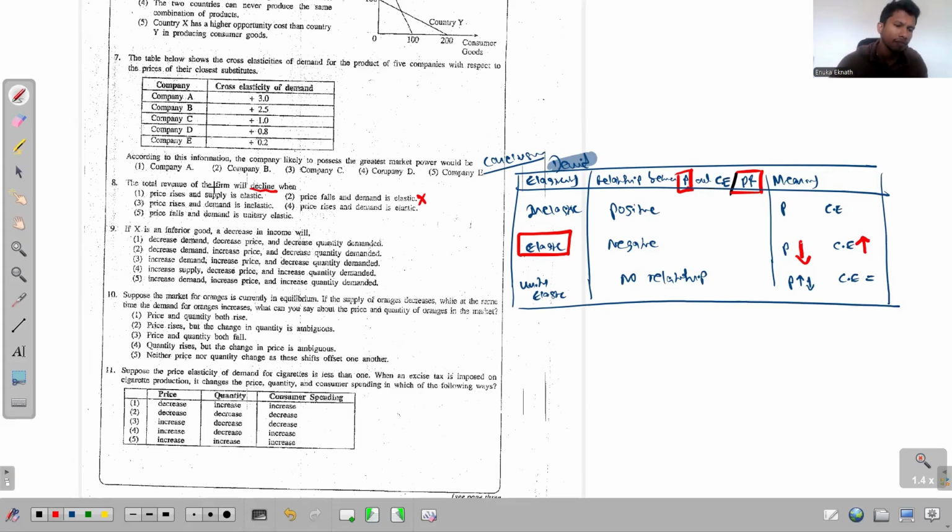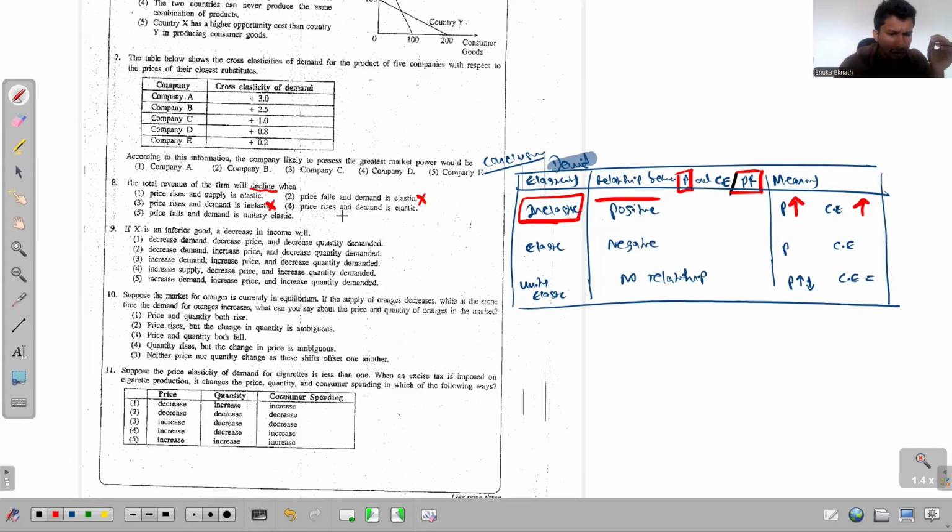The third one, price rises and demand is inelastic. Now look at this next one, where the demand is inelastic and price rises. So what happens then? We have recognized earlier that there is a positive relationship between the price and the producer's revenue. So what happens when price rises? The consumer expenditure, if not the producer's revenue, again increases. Even this is not the answer.